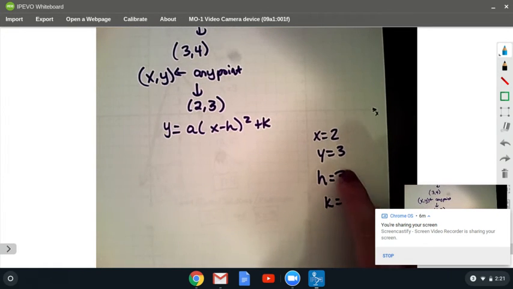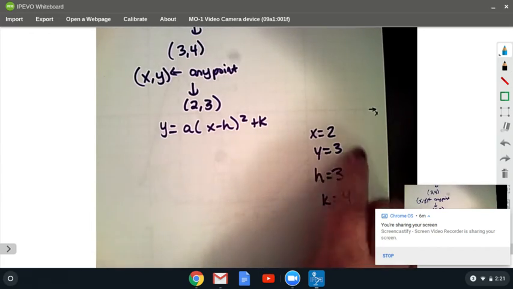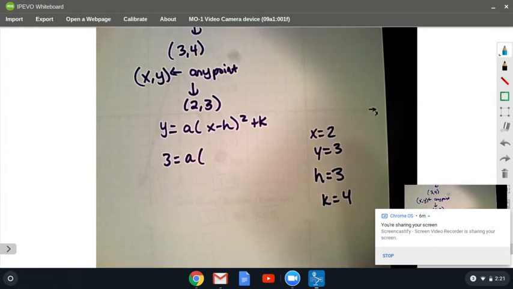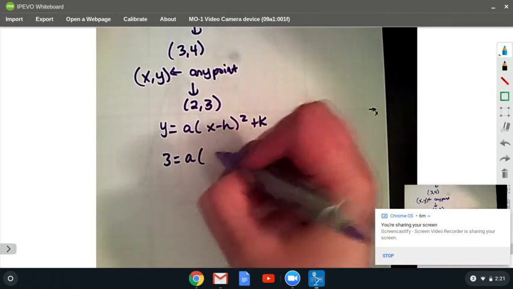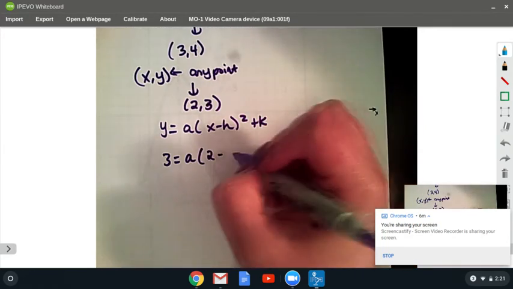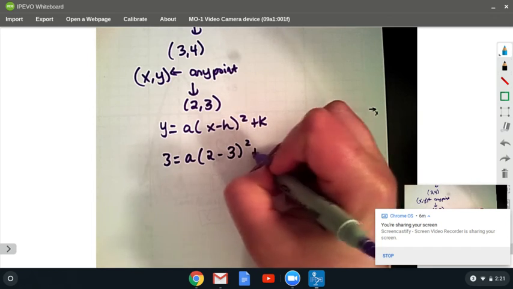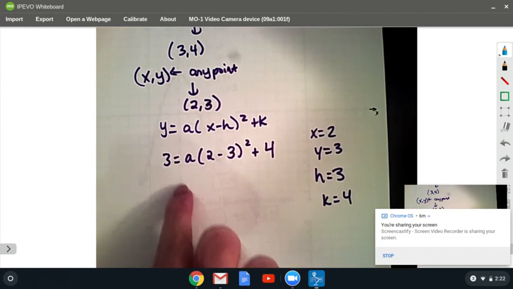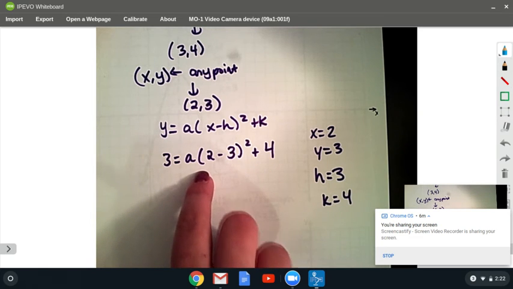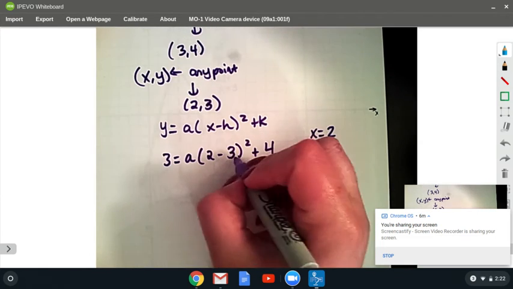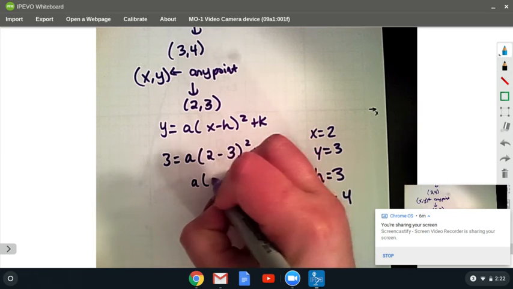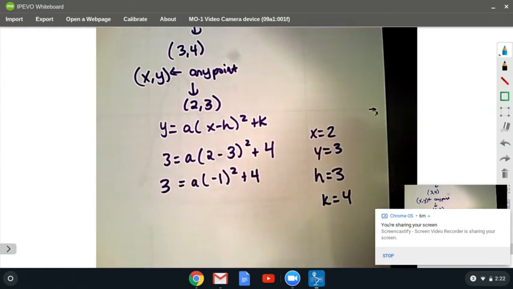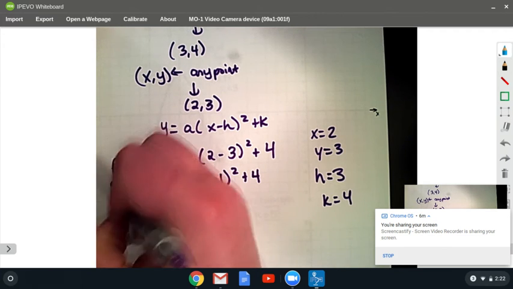So I'm going to go ahead and plug all of these in. For y, I'm plugging in a 3. I don't know my a. For x, I'm plugging in a 2. For h, I'm plugging in a 3. And for k, I'm plugging in a 4. Now I need to solve this equation. Okay? 2 minus 3, that gives me -1. Always do our parentheses first. Order of operations, PEMDAS.